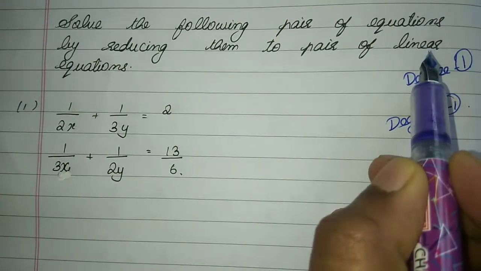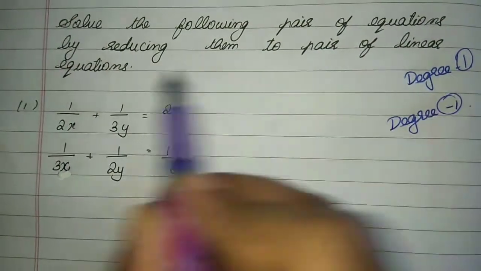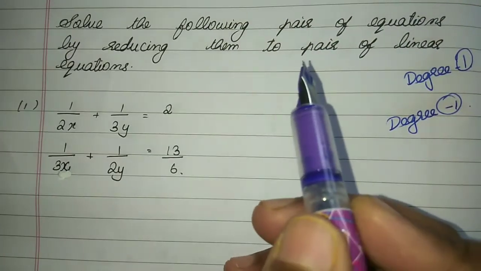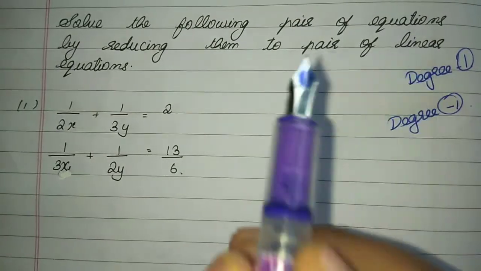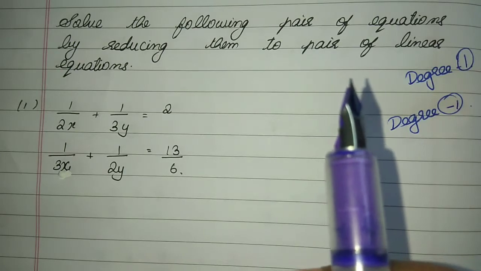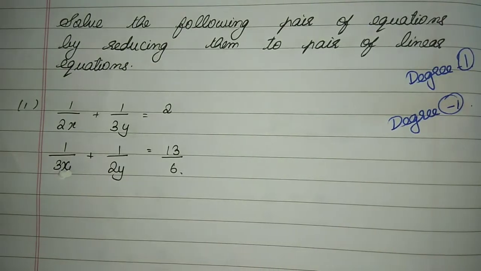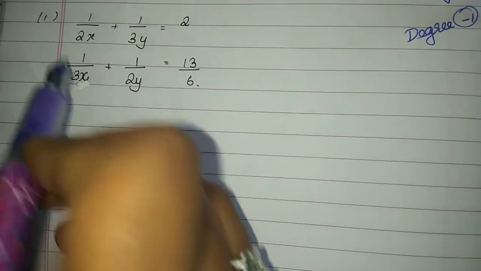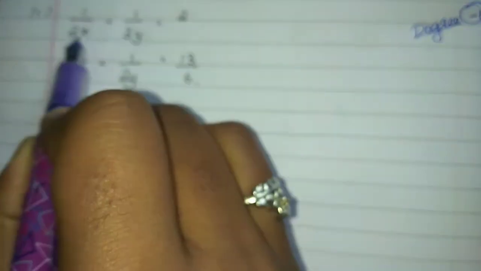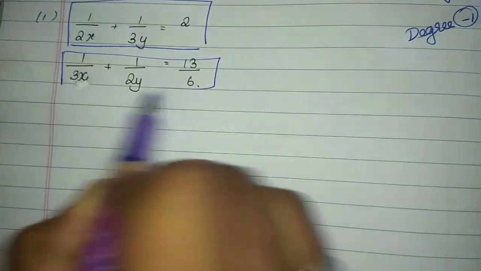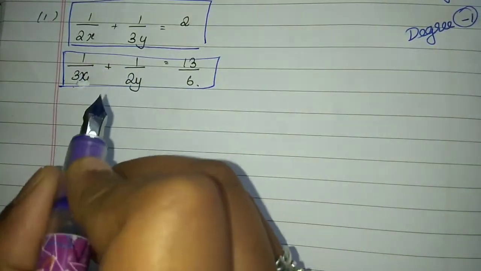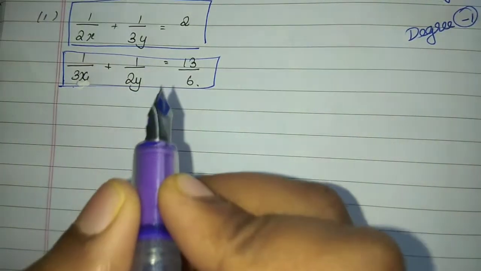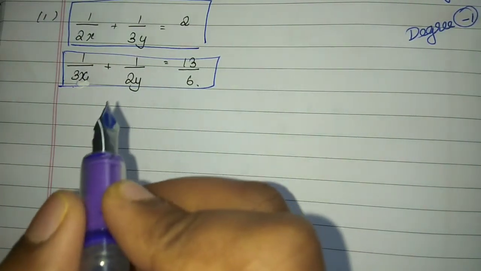Solve the pair of equations by reducing them to a pair of linear equations. As I said in the introduction itself, we will be given a pair of equations and we will be reducing them to a pair of linear equations. So now in subdivision 1, we have two equations. This is equation 1 and this will be equation 2.